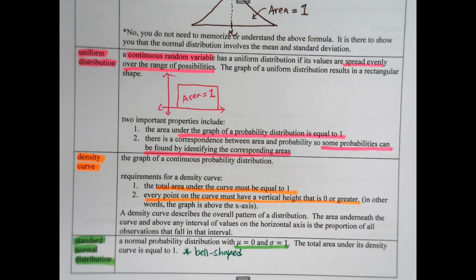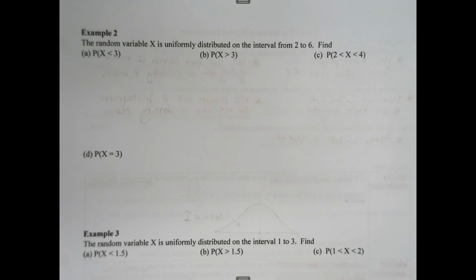And since it's not easy to find areas of a bell shape, Table A2 in our textbook, or what they refer to as the standard normal probability table, is the way in which we are going to be able to find area underneath a density curve. Before we get into looking at normal distribution, we're going to look at uniform distribution.